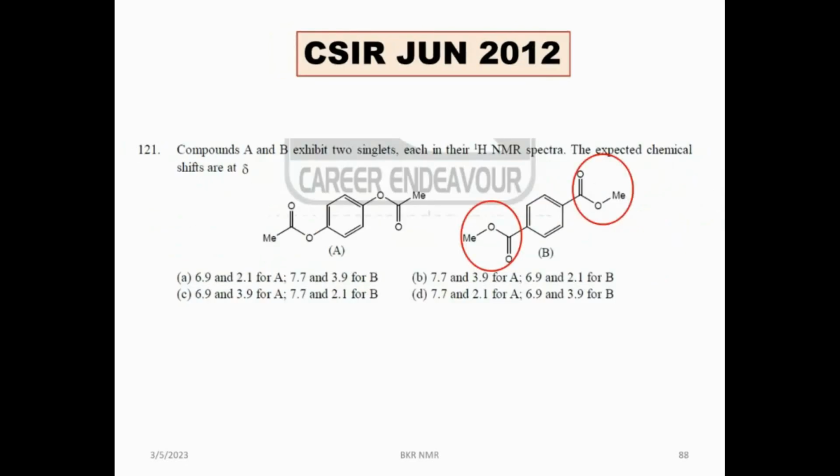Now, next problem. Compounds A and B exhibit two signals each in their proton NMR spectrum. The expected chemical shifts are at delta values. So here we have to check the proton NMR data, not carbon, proton NMR data. Quickly give me the answer.